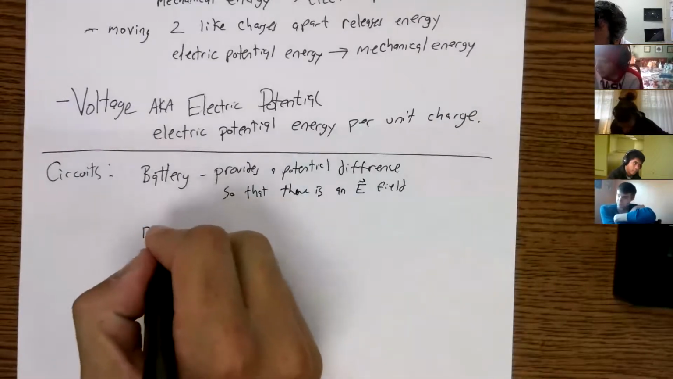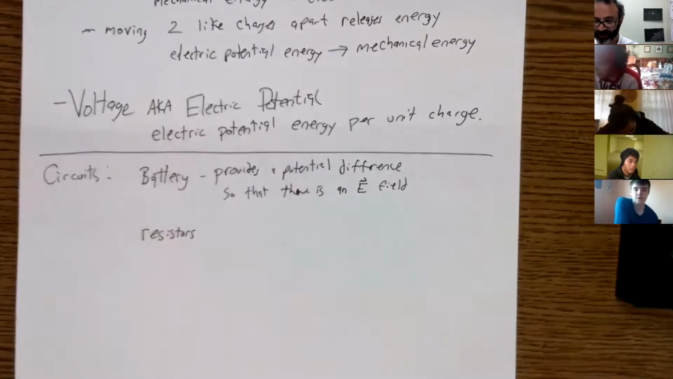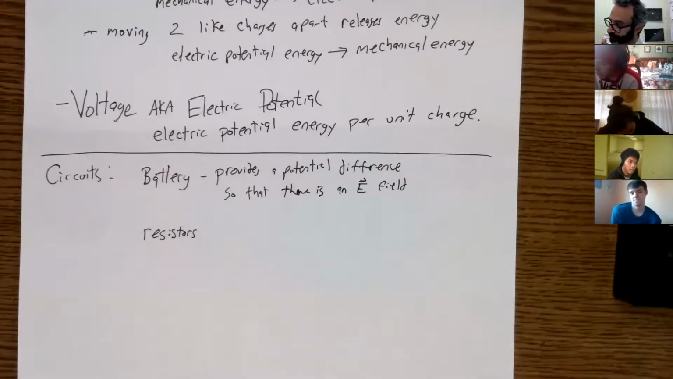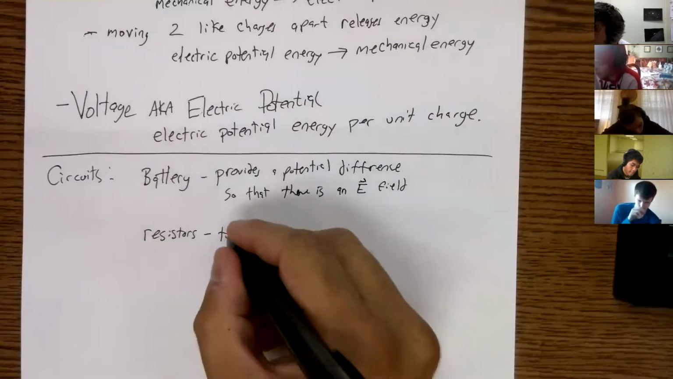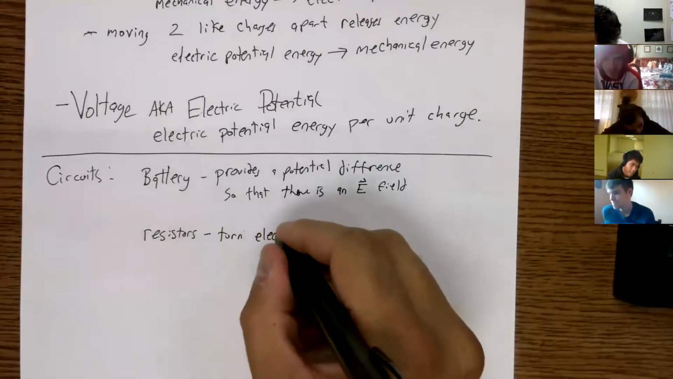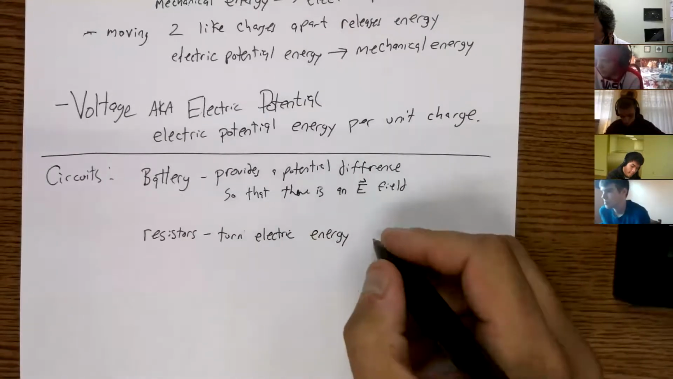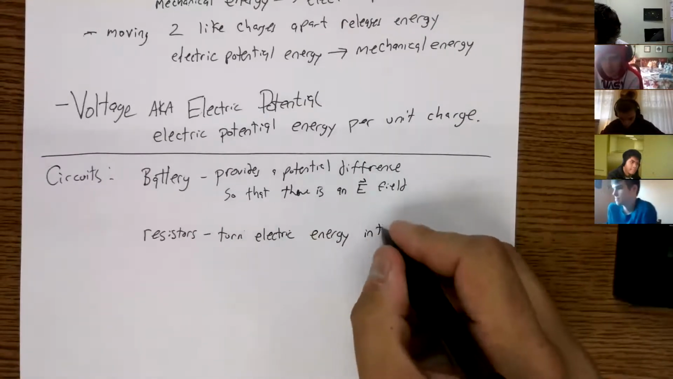You've got resistors. Resistors can look like a lot of things. Light bulbs are resistors. You could have a heater that's a resistor. But what resistors do is they turn electric energy into heat or some other type of energy.